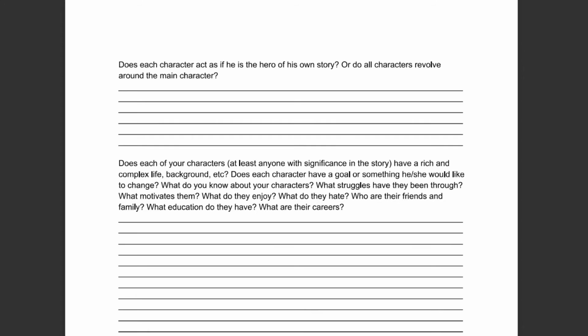This creates a very rich and complex novel, and definitely gives the reader the feeling that this world really exists, this world that you've created, and these characters are very real and relatable. Does the order of scenes make sense in your story? Should you rearrange anything to improve flow or increase suspense?